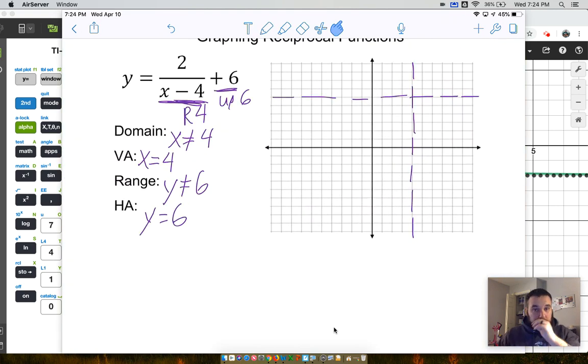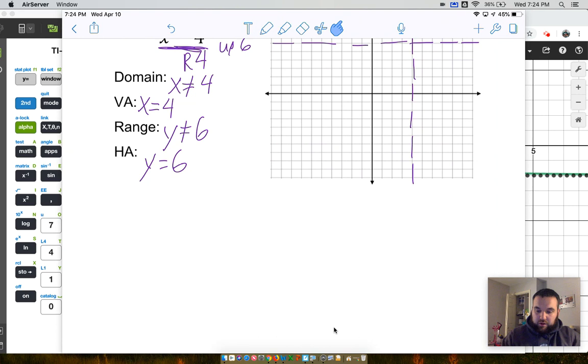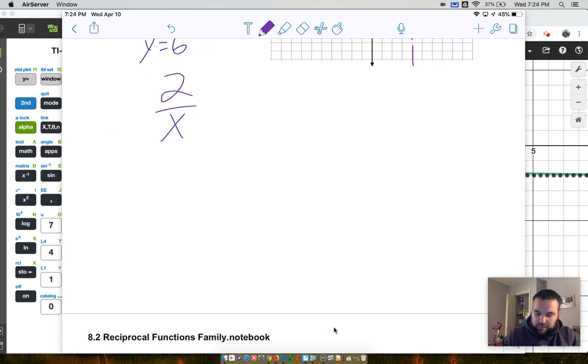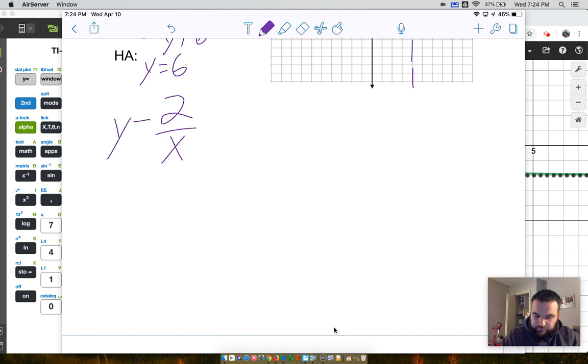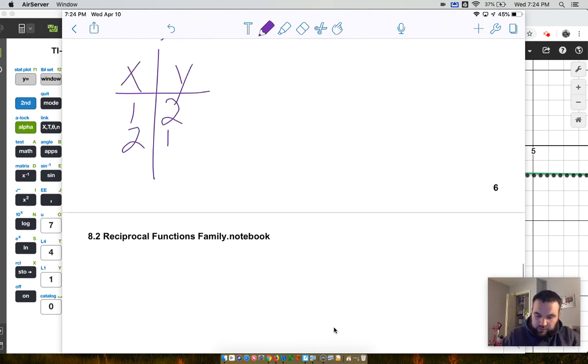Now, to get the coordinates for that, I'm going to just deal with the parent function. So I'm going to keep it simple. I'm just going to go 2 over x and make some xy coordinates for that. So if x is 1, 2 divided by 1. If x is 2, that's 1. And I can do the same thing with the negatives, -2 and -1.